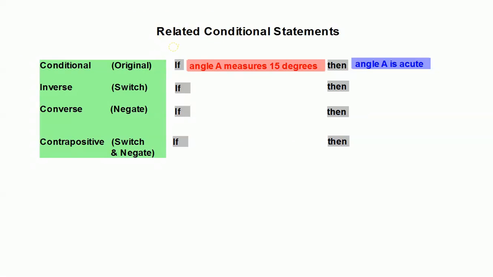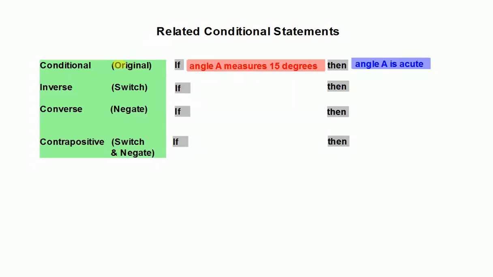Okay, we're moving on to something called related conditional statements. I'm going to try to keep this very simple. There are three other types of conditional statements called the inverse, converse, and contrapositive. Those are related to the conditional statement. So think of the conditional statement as your original. What we're going to do is mix this original into different forms, and those are called the related conditional statements. Okay, so let's start first with the original.